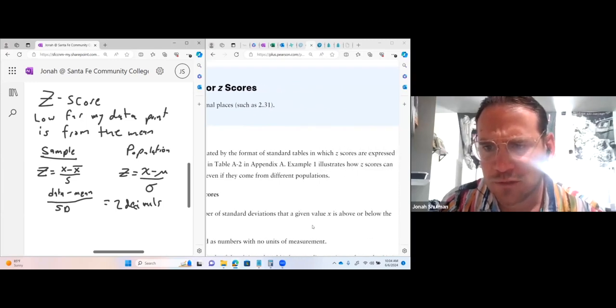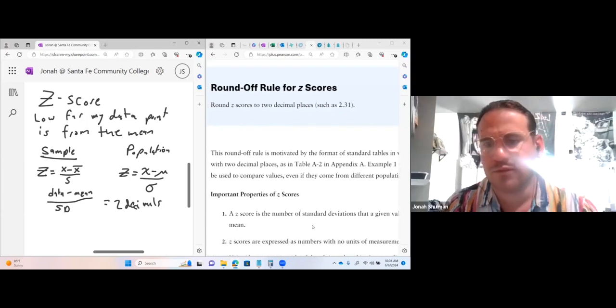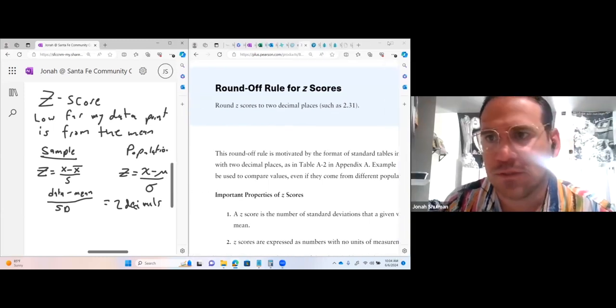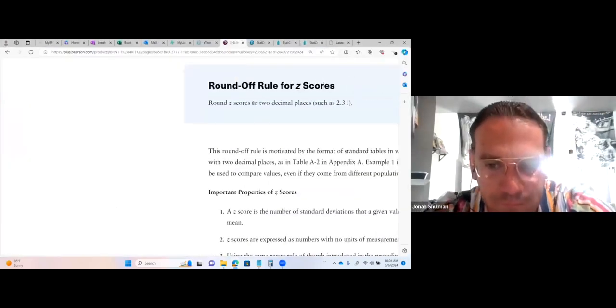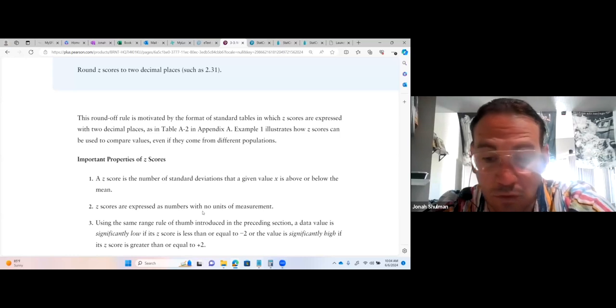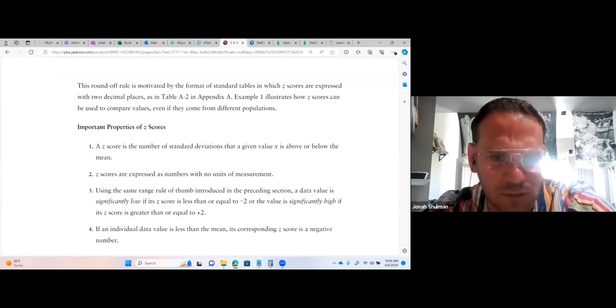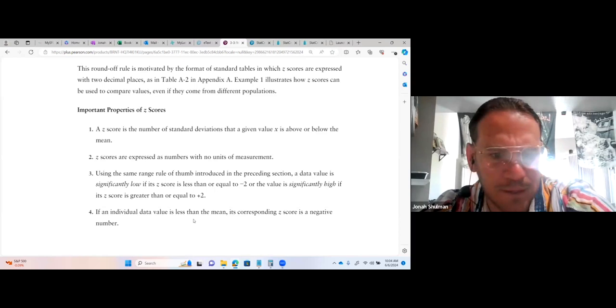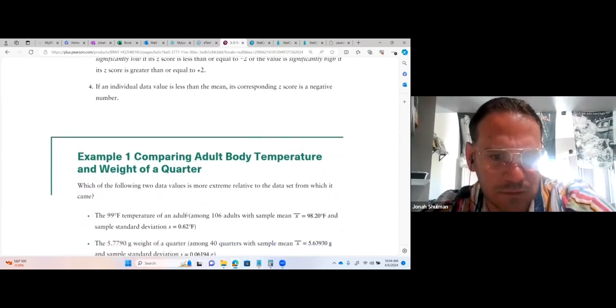Example A illustrates how z-scores can be used to compare values, even if they come from different populations. That's interesting. So let's go back into it. A z-score is a number of standard deviations above or below the mean, expressed as a number with no units of measurement. Using the range rule of thumb, a data value is significantly low or high if the z-score is -2 or +2. That's what might be an outlier. If an individual data value is less than the mean, its z-score is negative, which makes sense.